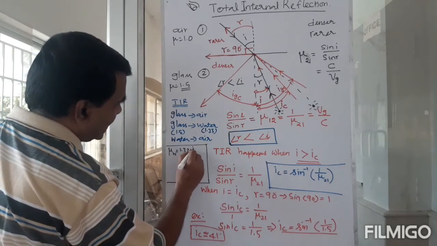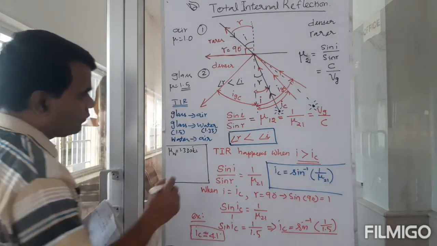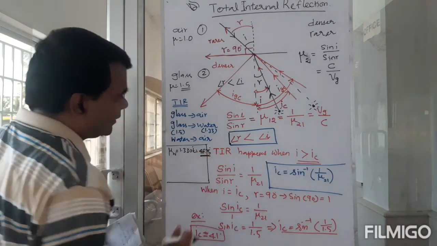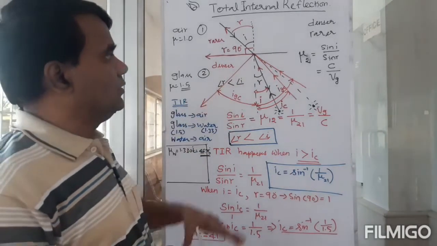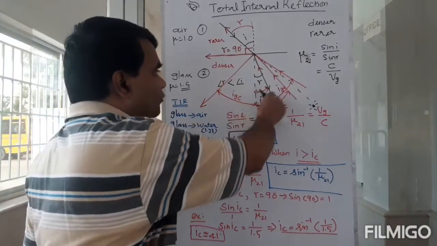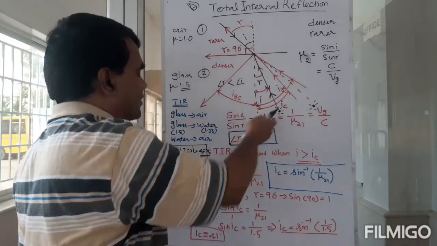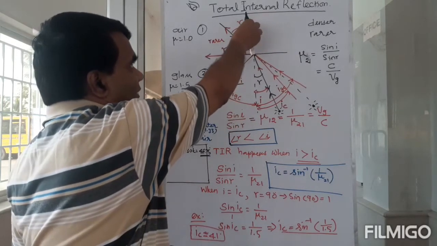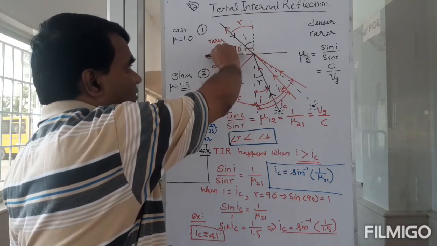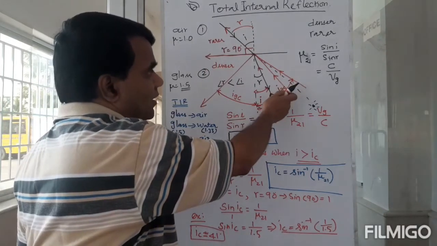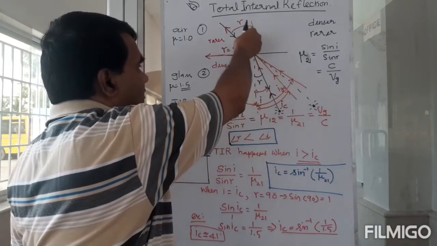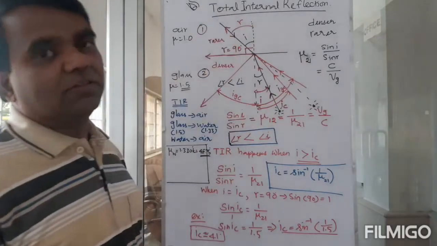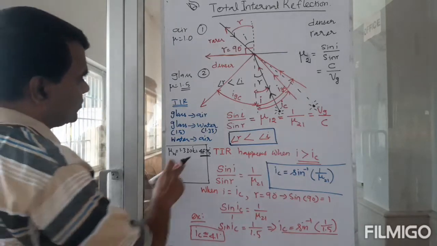Then the critical angle of water is 48.75 degrees, roughly 49 degrees. So if this is water, at 48.75 degrees, the angle of refraction will be 90, and any greater angle will result in the light being reflected back into the water and not entering the other medium. Okay, so that is it.